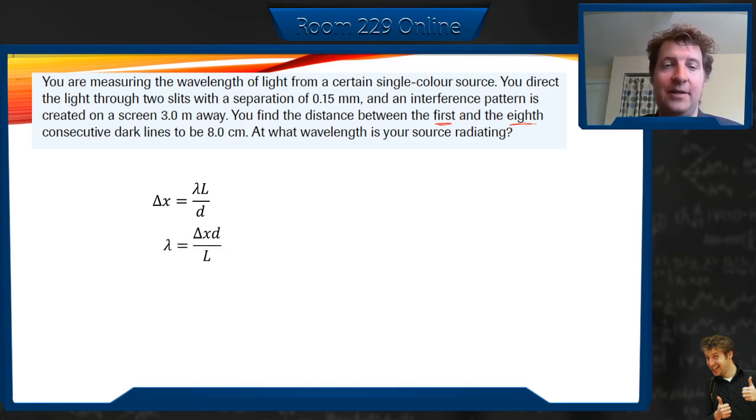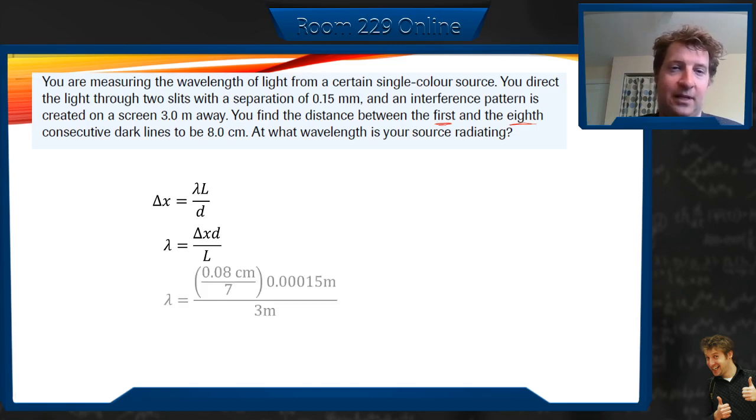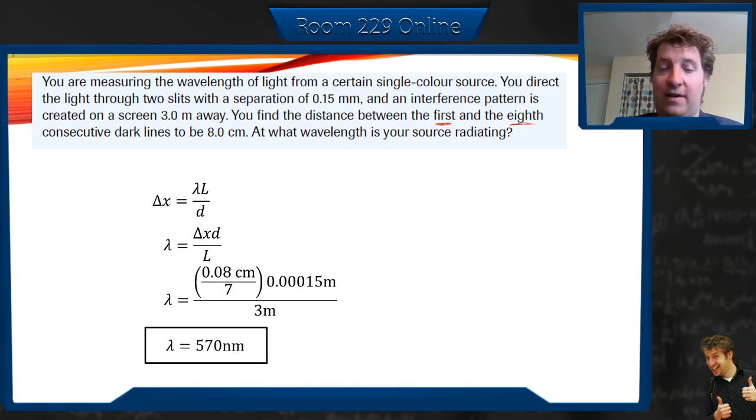And rearranging for lambda, we get the space between fringes times the spacing between slits, divided by L, and replacing everything here. Now be careful here with what I did. I got 0.08 as the spacing across 7 gaps, so I divided that by 7 to come up with the spacing between each of them. Multiply that by the space between the slits, divide by the length all the way, and we end up with 570 nanometers. So that's like a greenish, yellowy green.